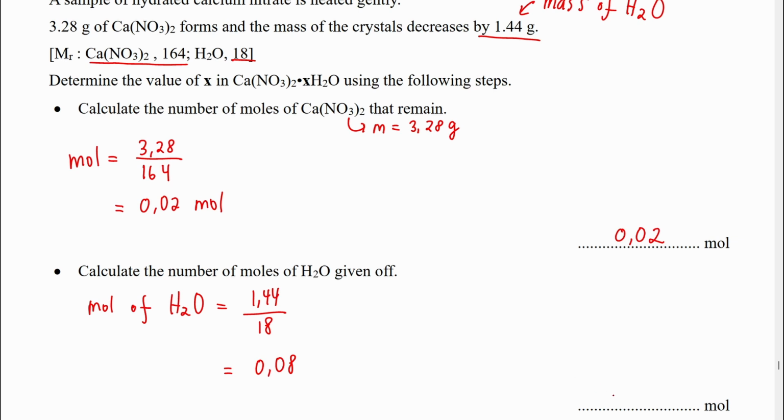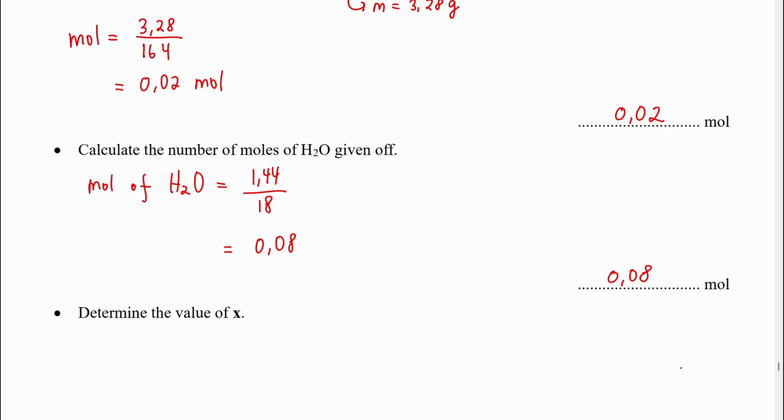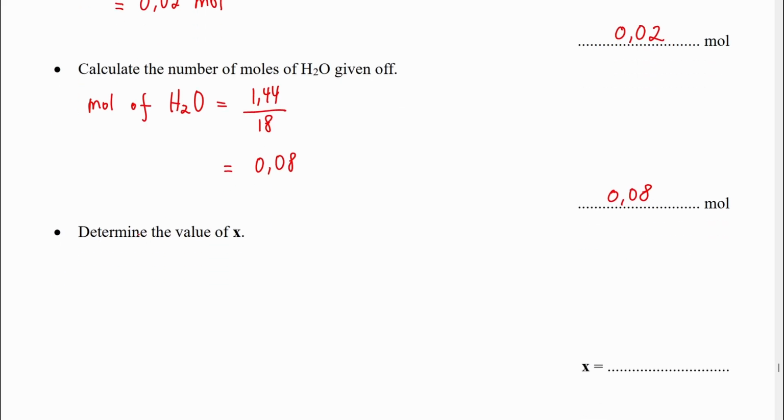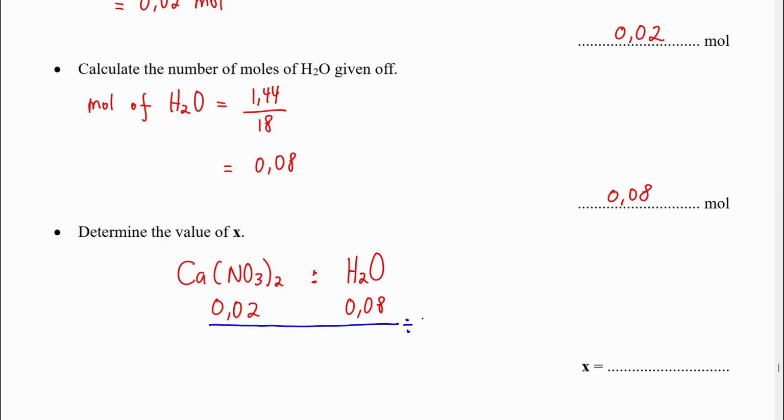So the answer here is 0.08. Next, determine the value of X. Okay, so we know the formula is calcium nitrate, Ca(NO3)2, in a ratio with the number of water, right? And we know the number of moles of calcium nitrate is 0.02 and water is 0.08. From here, just divide all of them by 0.02 to get the whole number.